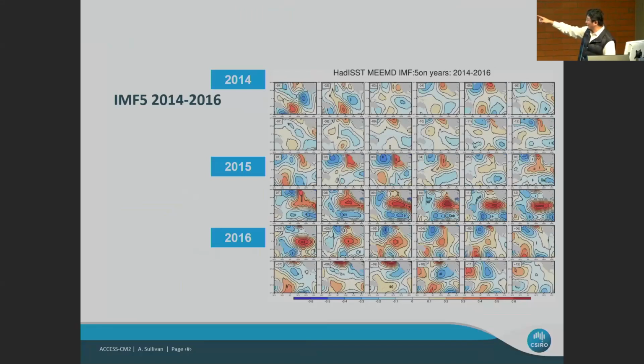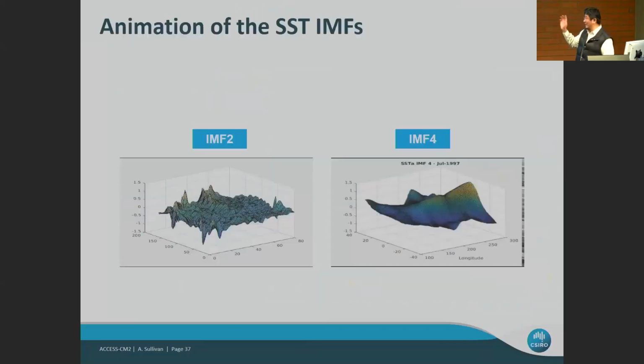And then at the end of 2016, you can see the cold signal coming down. So it's the so-called footprinting. People also call this the Pacific Meridional Mode. So here we can see IMF5 is more represented as PMM. Okay, to see that is really difficult. You can hardly see anything.